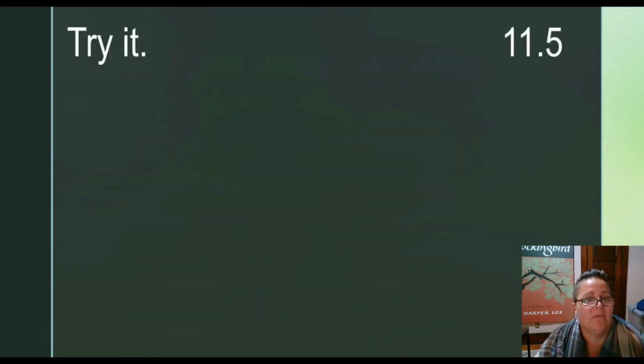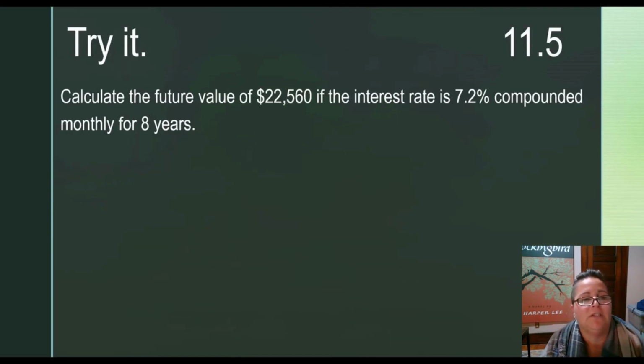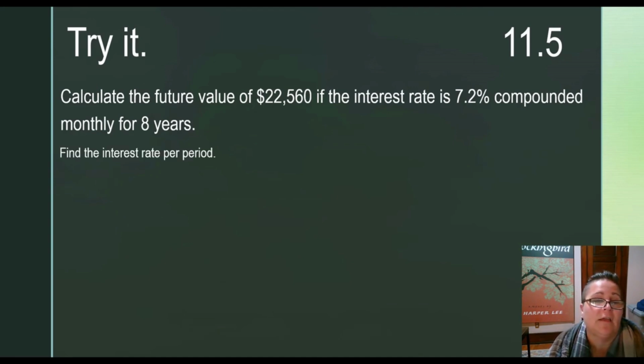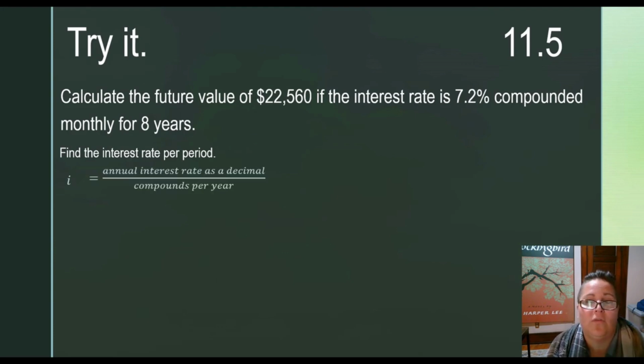So here we have: calculate the future value of $22,560 if the interest rate is 7.2% compounded monthly for 8 years. So even to use the formula, I still need to find the interest rate per period. The main difference here is that you will do the interest rate, the percent, as a decimal. So when I do I, to put it into the formula, I'm going to use the annual interest rate as a decimal. That's the main difference.